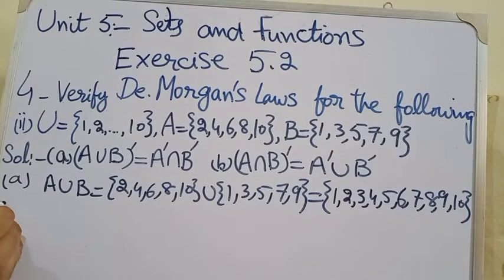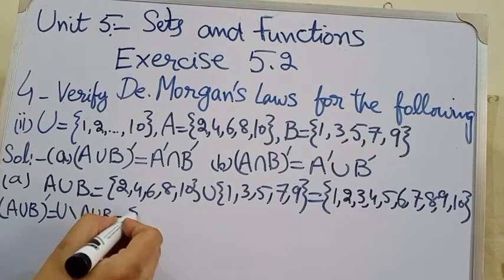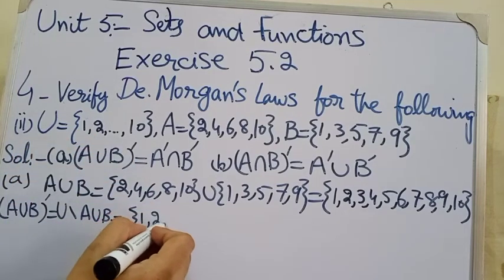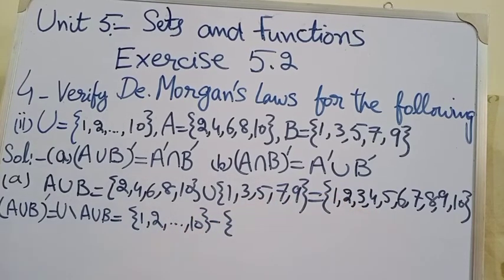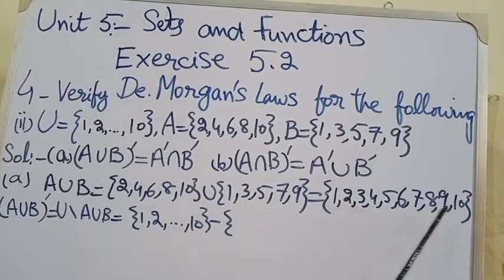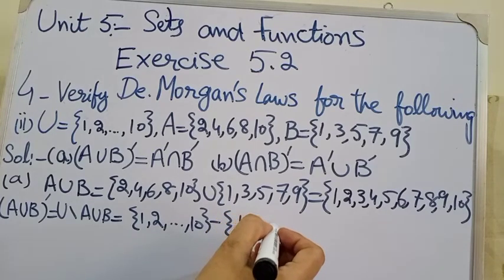Now we have to find their complement. A union B whole complement is equal to universal set minus A union B. Universal set has elements 1, 2 up to 10, and we also observe that A union B set also has elements 1 to 10. No element is missing. All elements occur here.